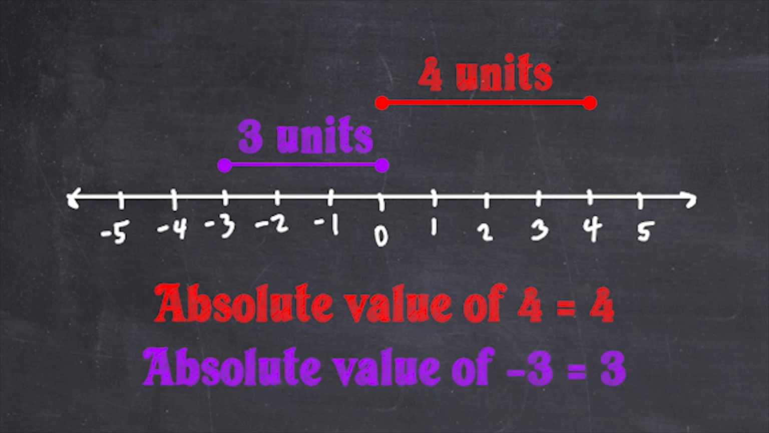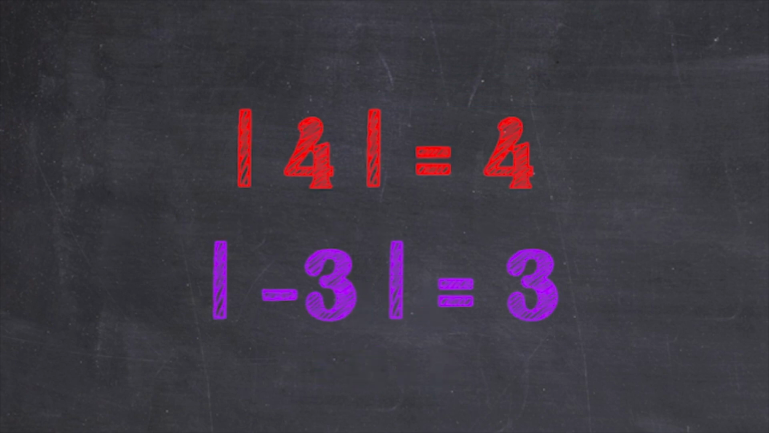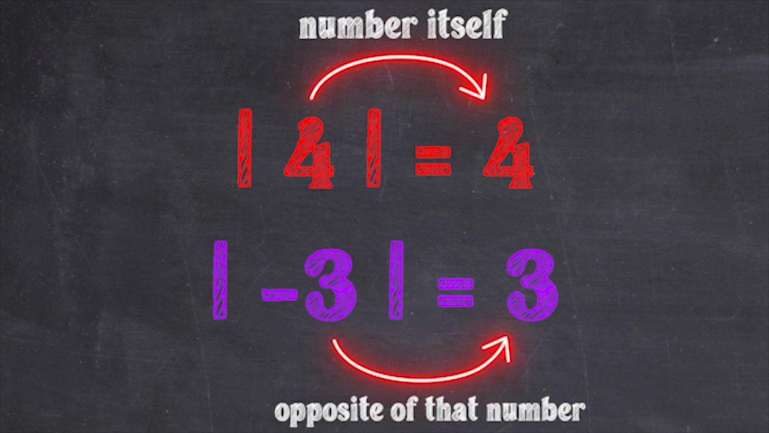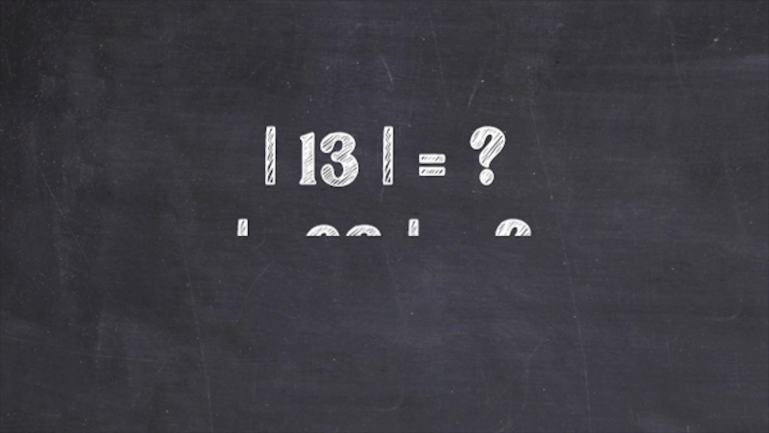Mathematicians don't like to write out the words absolute value, so they generally write 2 vertical bars around a number whenever they are talking about that number's absolute value. When computing absolute value, we don't necessarily need to graph a number line. Notice that the absolute value of a positive number is the number itself, and the absolute value of a negative number is the opposite of that number. Pause the video for a moment and think about why that is. Let's do a couple more examples. Without graphing a number line, can you determine what the absolute value of these two numbers are?